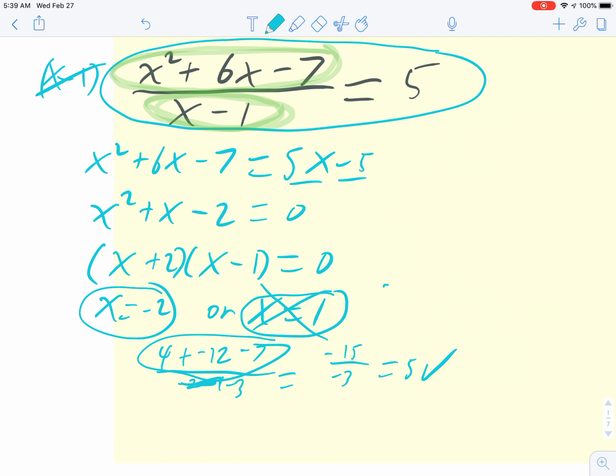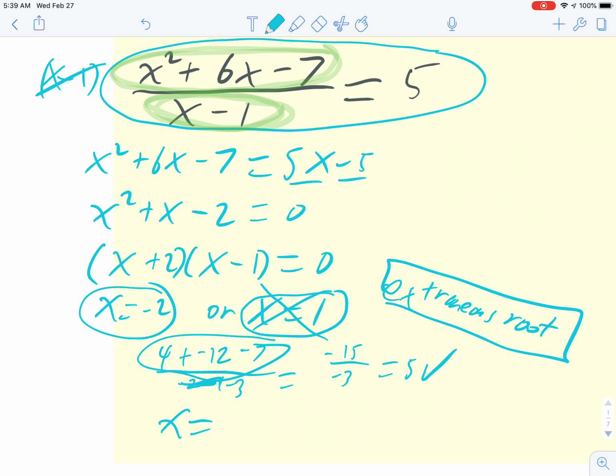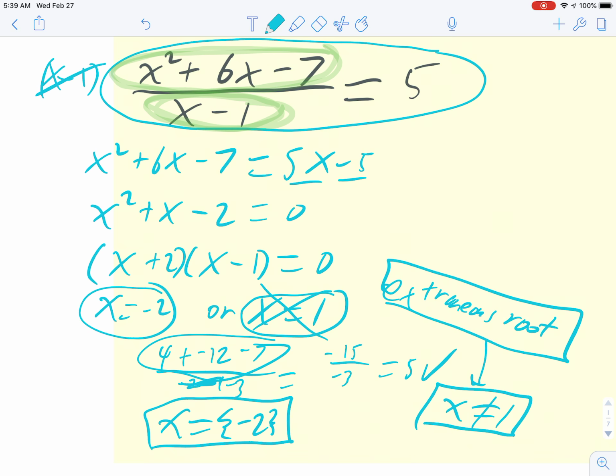And we call that an extraneous root. An extraneous root is a root that works for the equation when you clear out the fraction, but it doesn't actually satisfy the original equation. So we could write this as our solution is x equals negative 2. That's our solution. And then our extraneous root is 1. And sometimes we'll list it this way. We'll say x cannot equal 1.